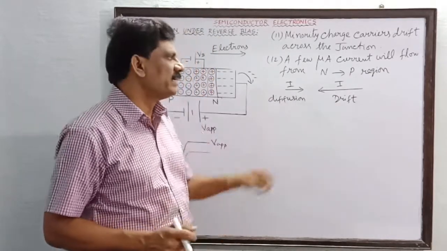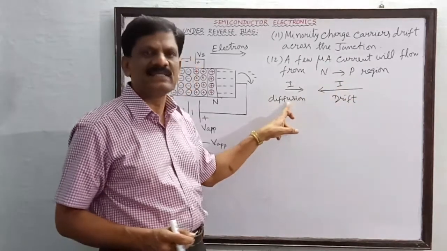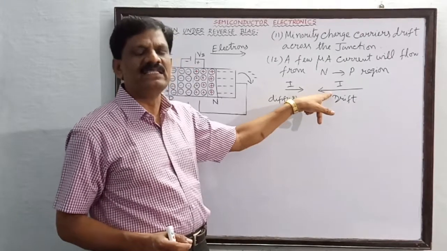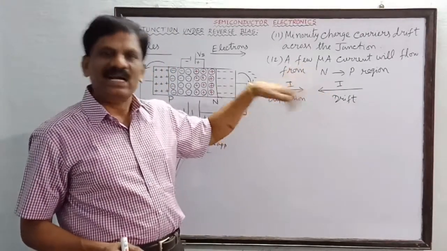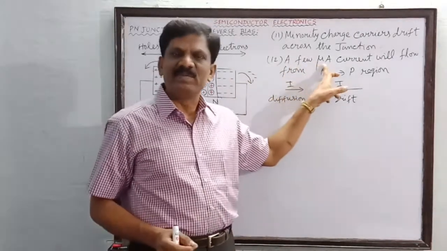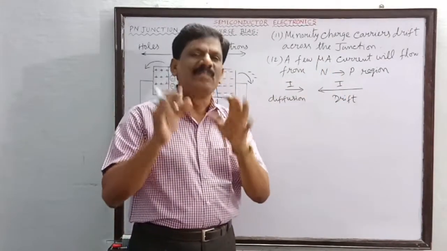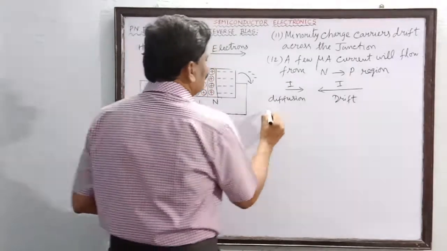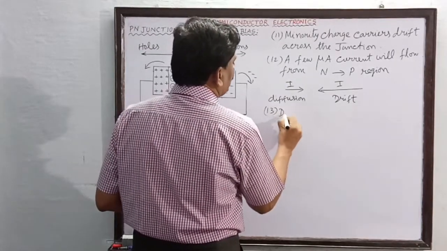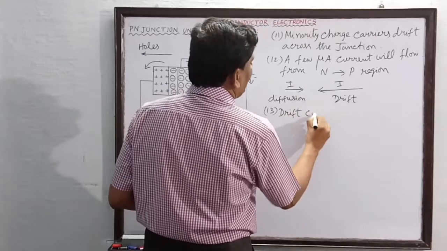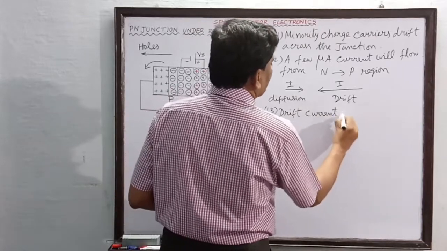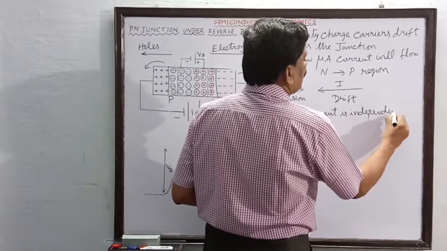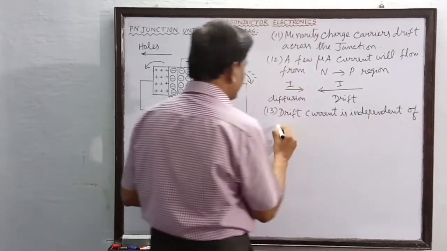Understand, students? The net current is the drift current minus the diffusion current. The drift current is from the N region to the P region, and it is of the order of a few microamperes because it depends on the minority charge carriers. Secondly, this drift current is independent of the applied voltage.